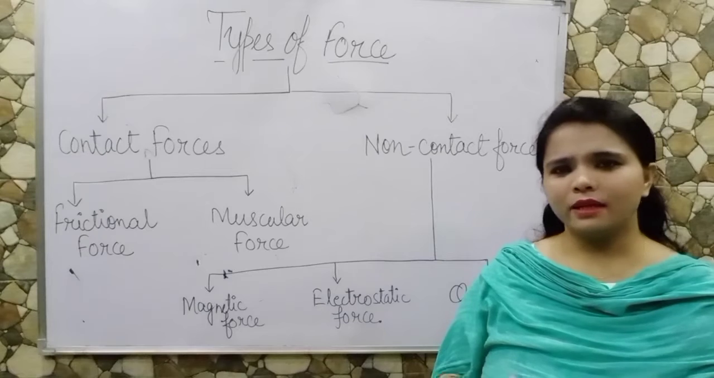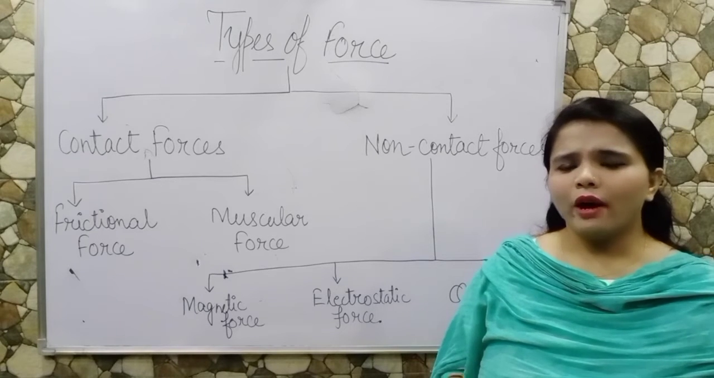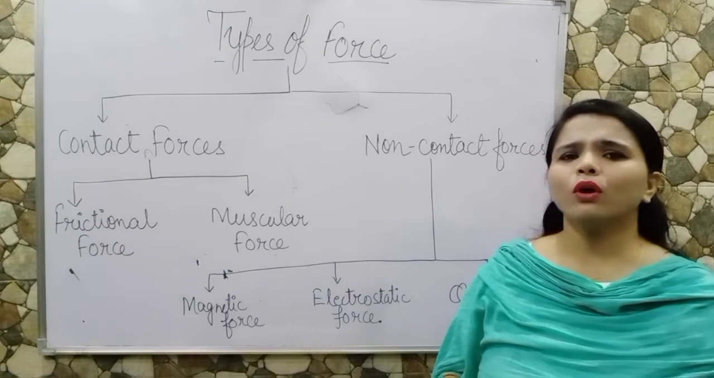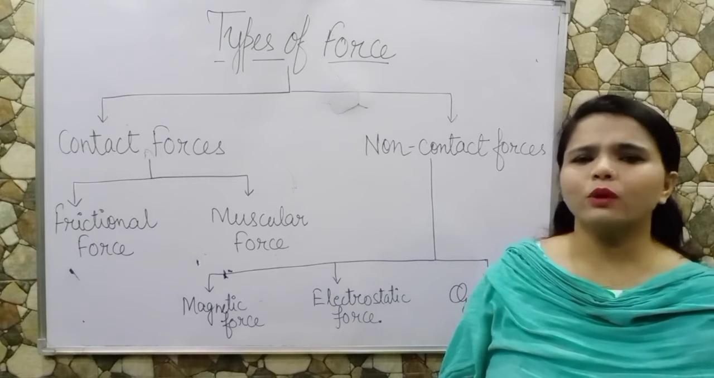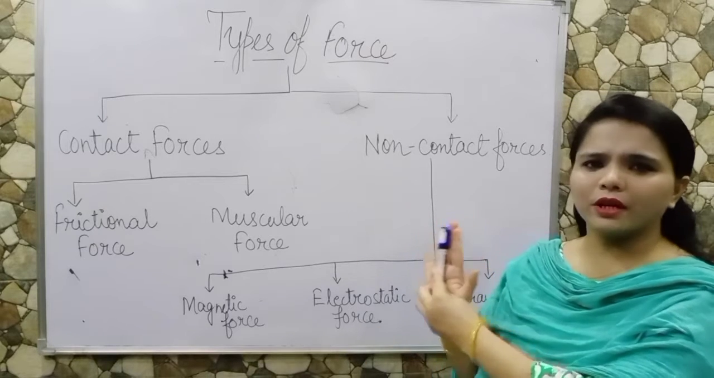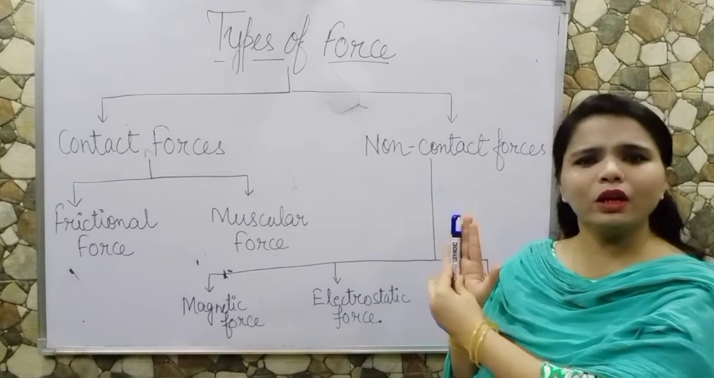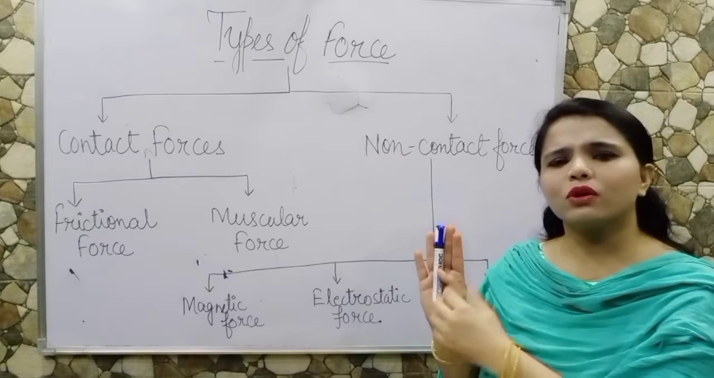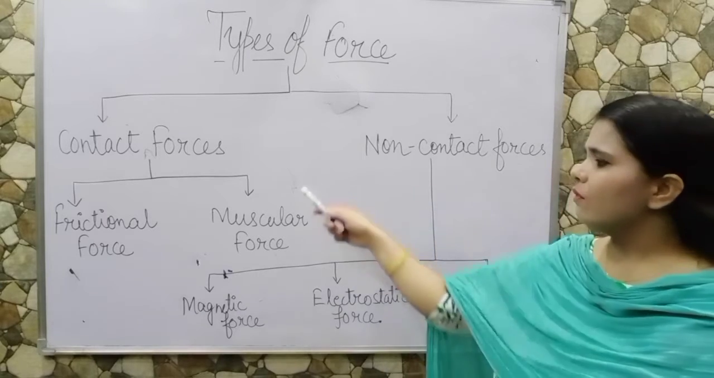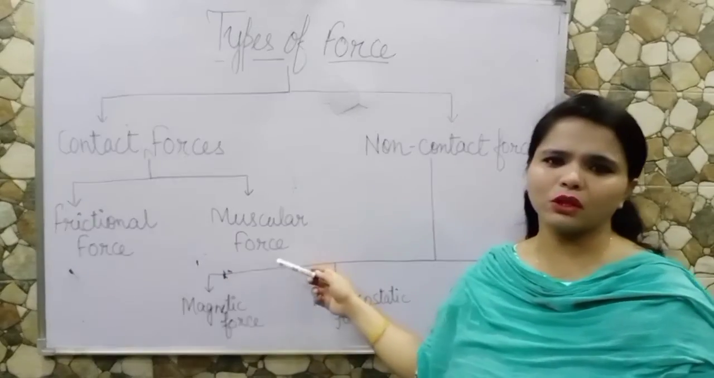Contact forces, as the name suggests about the contact, means an object is going to apply force on another object. They both should be in contact with each other. Suppose my hand is pushing this pen. They both are in contact. So this kind of force is known as contact force. They are further categorized into two types, that is frictional force and muscular force.